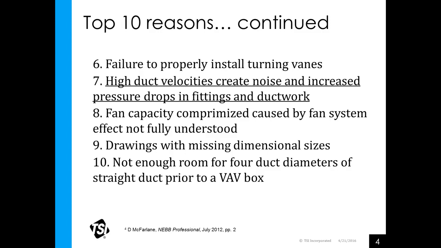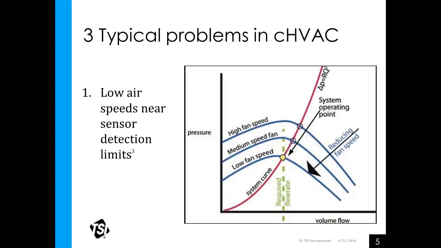And number 10, we do see this fairly often too in the many critical HVAC systems, just not having enough room for roughly 4 duct diameters upstream of a VAV box. I mean, if you want turbulence, crawl through any duct system and observe for yourself. It's very important to try and get some laminar flow into a VAV box so that you've got control operation possibility. So that runs in fairly often. So that's my top 10 list.